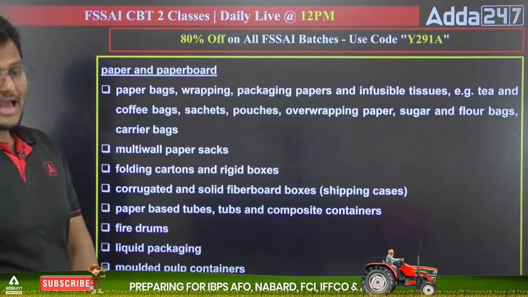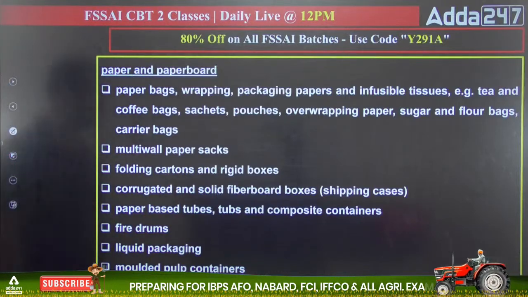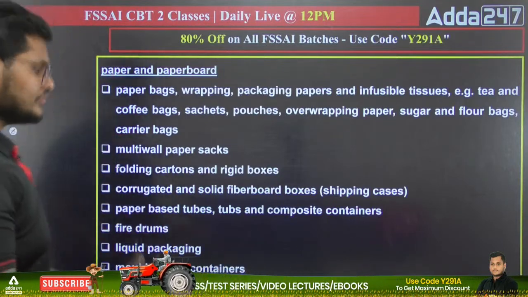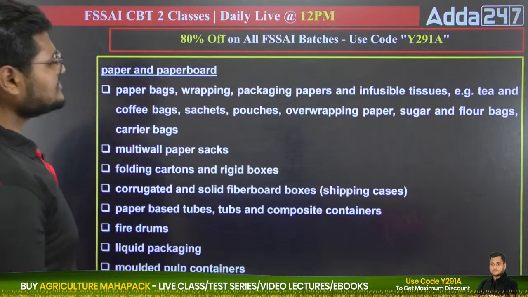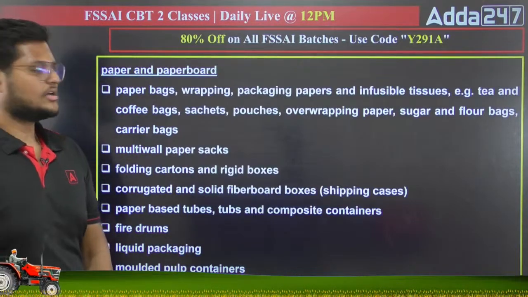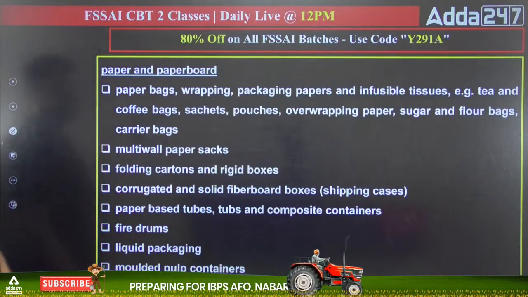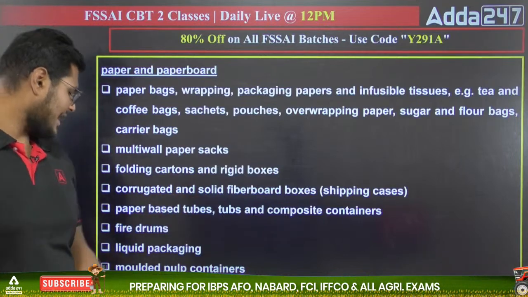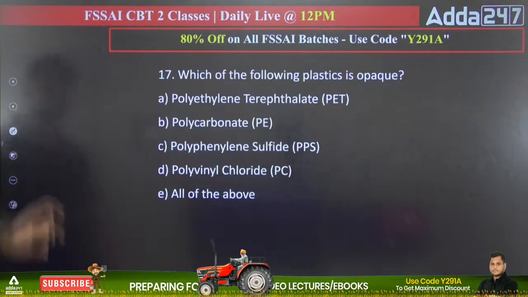Paper bags, wrapping bags, packaging bags or infusible tissues, example tea and coffee bags. So those tea and coffee bags are known as infusible tissues from which the tea is generally infused into the water. Sachets, pouches, over wrapping paper, sugar and flour bags, carrier bags, etc. Multi-wall paper sacks, corrugated and solid fiber board, paper-based tubes, folding cartons, fibre drums, liquid packaging, etc. There are so many ways in which paper packaging can be used.